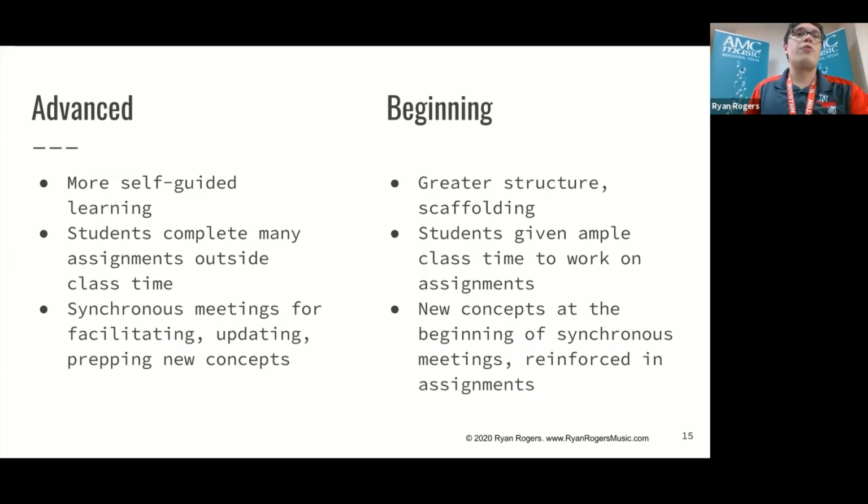I have 2 tracks. One is an advanced track where there's more self-guided learning and students complete many of the assignments outside of their scheduled class time. Synchronous class meetings are used more so for facilitating, updating students, and prepping any new concepts as needed. Whereas for the beginning groups, there's greater structure and scaffolding. Students use part of their synchronous class time to complete assignments. New concepts are introduced at the beginning of the synchronous meetings and later reinforced in the assignments that they complete in the second half of class time.